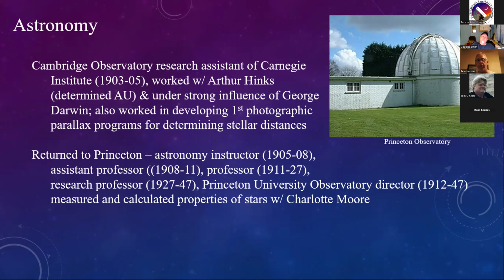Anyhow, he did become director of the Princeton Observatory in 1927 and had a long tenure with that and some of the programs that were done. He wasn't just at Princeton, too.